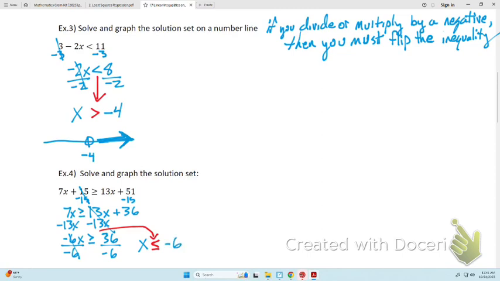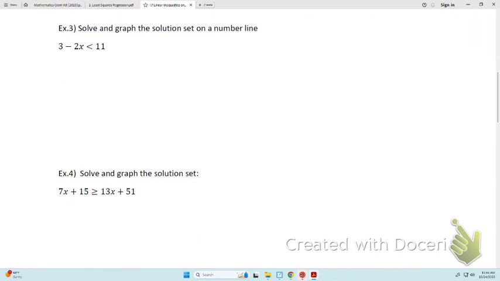All right. The graph looks like this. Make a solid dot and shade left. You know, if you're ever nervous you flipped it the wrong way or you messed up, plug in a number that should work. If you plug in -7, -10, -20, you should get a true statement. All right, moving to the back. Almost done.